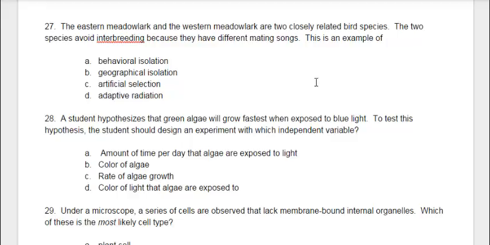This is an example of A. Behavioral isolation, B. Geographical isolation, C. Artificial selection, D. Adaptive radiation.